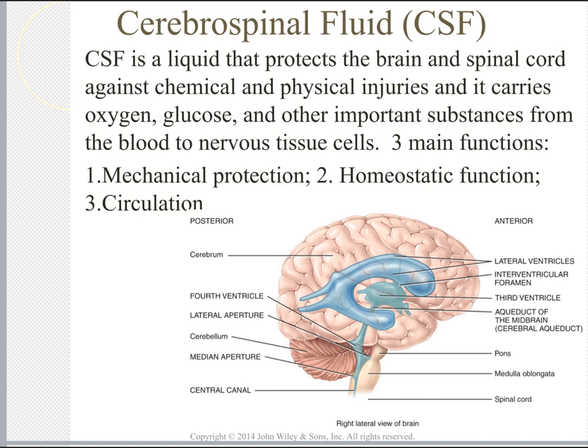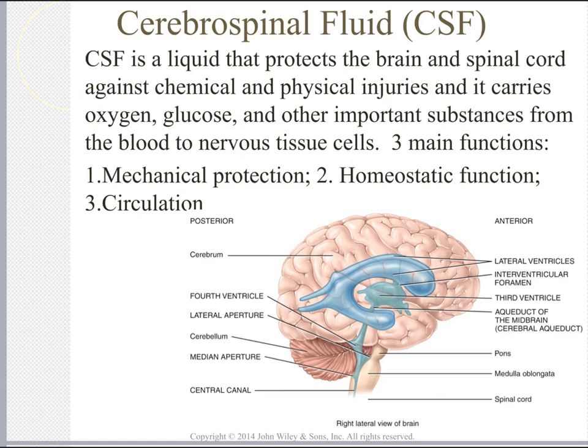Now, it's also going to function to protect. So we talk about protecting against chemicals as well as physical injuries, and it's going to carry oxygen, glucose, and other important substances from the blood to the nervous tissue. Now, we can outline the three main functions. So we have this mechanical protection.